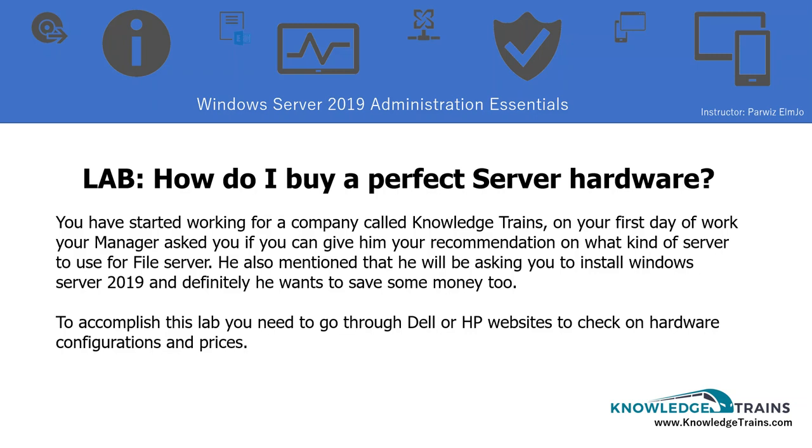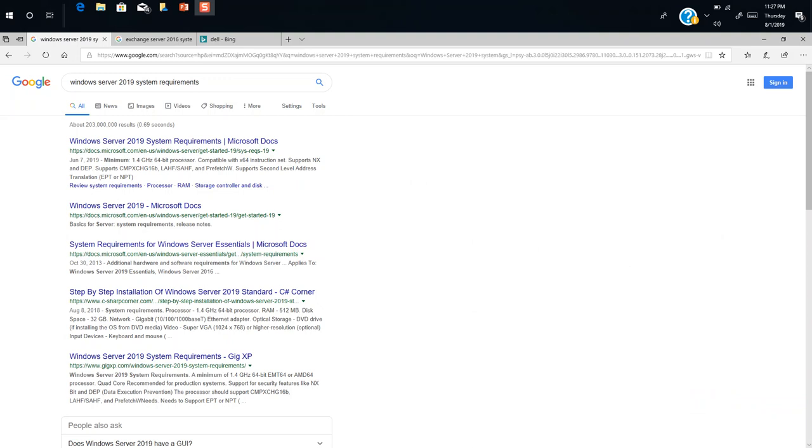So this lab is for you, where you have to find a file server, but I will find a server for Exchange server. So let's see how we can do that. Google is going to be your best friend. So the very first thing that I will do is, okay, what kind of operating system am I going to install? I'm going to install Server 2019.